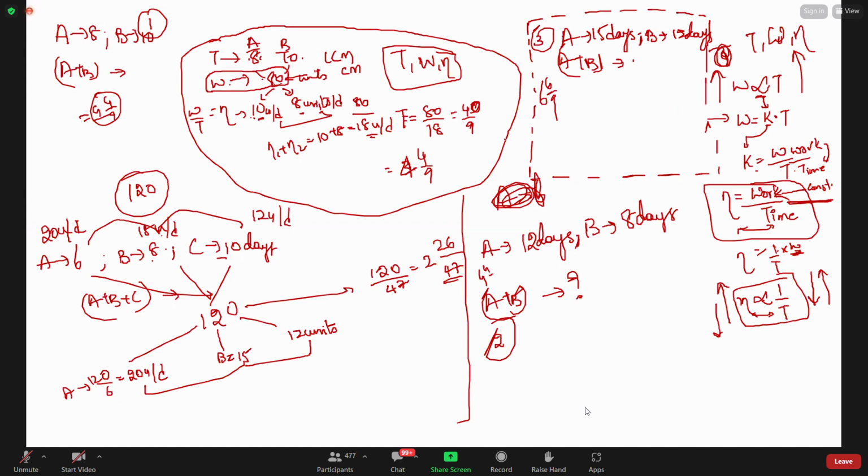One more example, and then we'll draw the conclusion. A takes again 15 days, but this time B takes 8 days. Not 8, let's say, wait. B takes 10 days. How long will it take for A plus B? A takes 15 days, B takes 10 days. How long will it take for A plus B together?